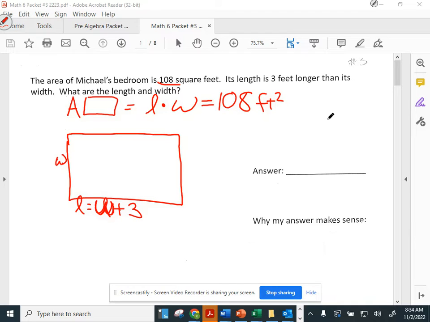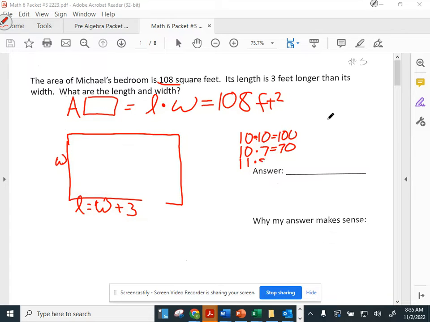So what two numbers, the length times the width, equal 108, but have to be 3 apart? When I see 108, I know that is close to 10 times 10, which is 100. So my numbers are going to be close to 10 and 10, but they have to be 3 away from each other, because my length is the width plus 3. So maybe I would do 10 times 7, because that's 3 apart, but that's only 70. That is too small, so I'm going to go bigger.